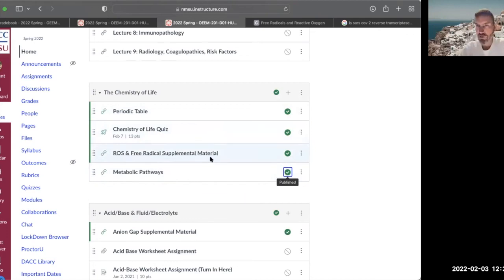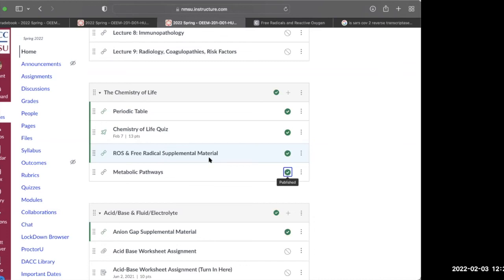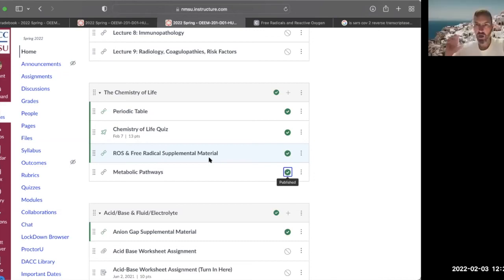It's only like a page or two, and it's very simple. And it is on something called ROS, or reactive oxygen species and free radicals. These are a very important category of molecules that are very damaging to cells. These molecules are produced when there's cellular dysfunction and different metabolic pathways are not working, and you have anaerobic metabolism, for example. You can have an accumulation of these reactive oxygen species and/or free radicals. And so I want you to read on that.